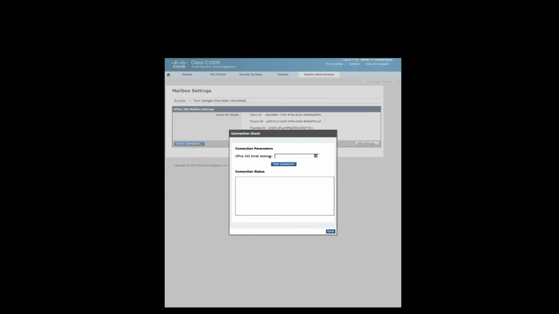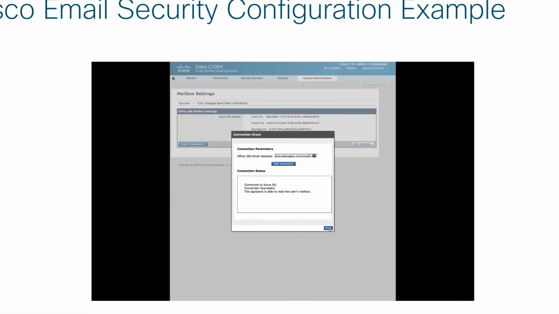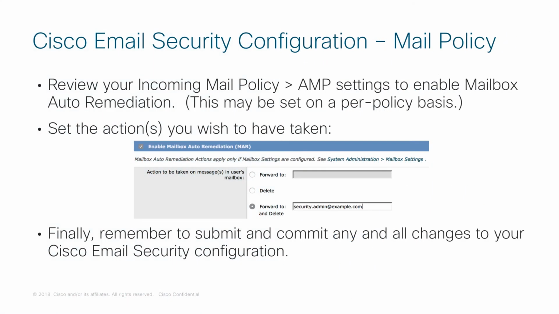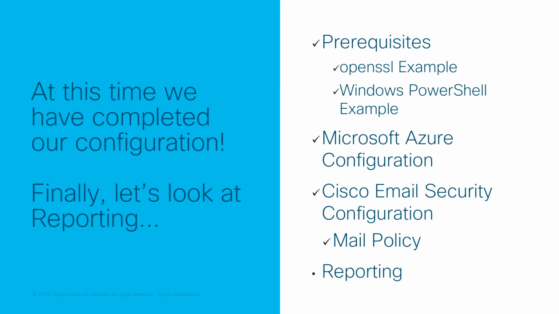With this committed, we're ready to check the connection we have just created. Enter in an email address that is managed by your Office 365 domain and click Test Connection. You should see a success message. Our last step is to review the incoming mail policy settings for AMP. From the policy level, view AMP and choose Mailbox Auto Remediation action you wish to have taken. If you make any changes to the configuration, please remember to submit and then commit the changes to your configuration. At this time, the configuration is complete.